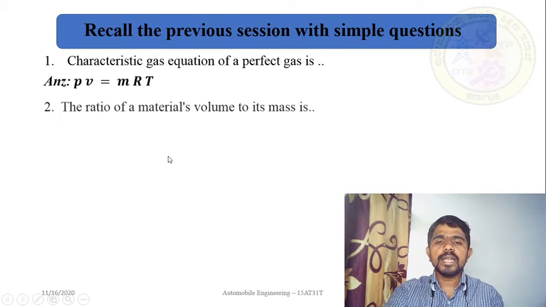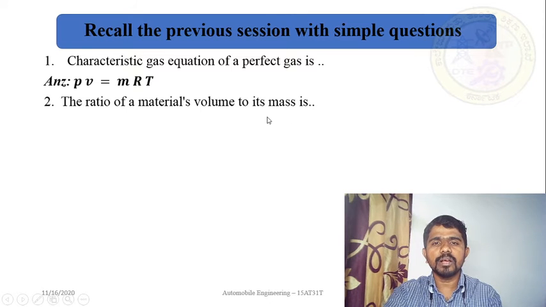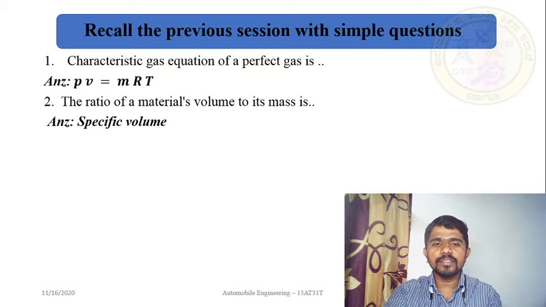The next question: the ratio of a material's volume to its mass is what? We discussed this while modifying the general gas equation into the characteristic gas equation. Yes, that is specific volume. And the ratio of mass by volume is density.